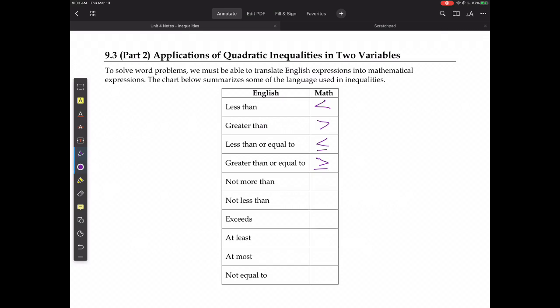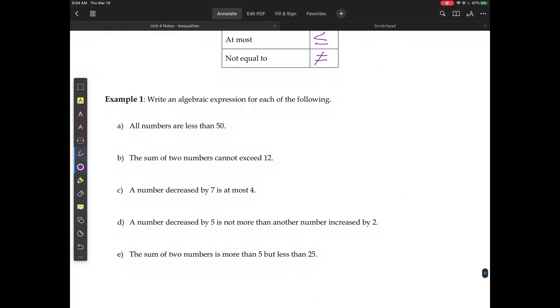Now, when we get to not more than, that's where it gets a little more complicated. If it's not more than, then that means that it is either less than or still possibly equal to. If it's not less than, then either it's going to be greater than or equal to. If it exceeds something, it can't be equal to it, it has to be bigger. If it is at least something, then it is going to be bigger than or equal to. If it's at most, it's going to be less than or equal to, and the last case is just not equal to, which means that it can be bigger than it, can be less than it, just can't actually be what that value is. So let's take a look at a couple of examples of this.